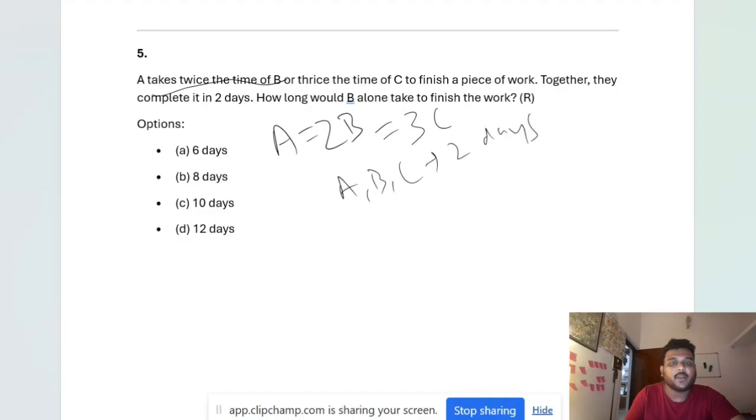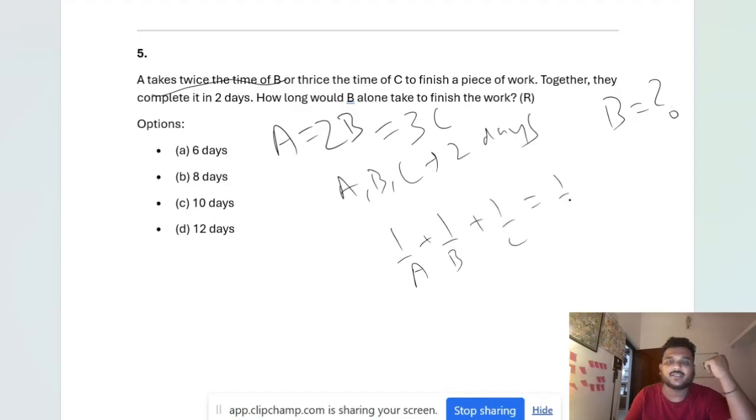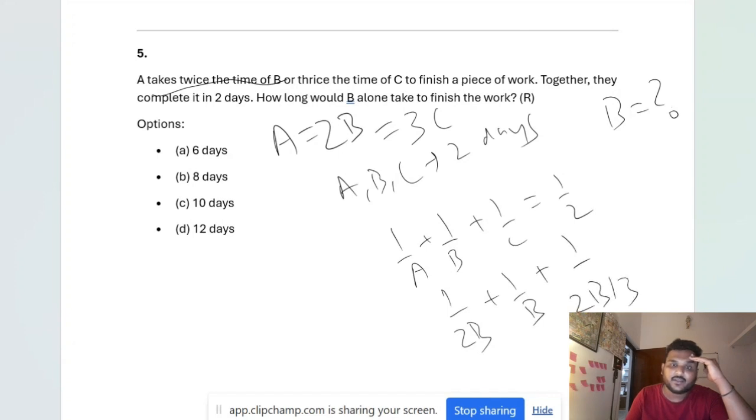How long will B alone take? So I need to find out B. So I'll eliminate A and C. So can I say 1 by A plus 1 by B plus 1 by C is 1 by 2? As simple as that. So now I need to substitute A by 2B because I need to calculate B. C I can substitute as 2B by 3, and this is also half.